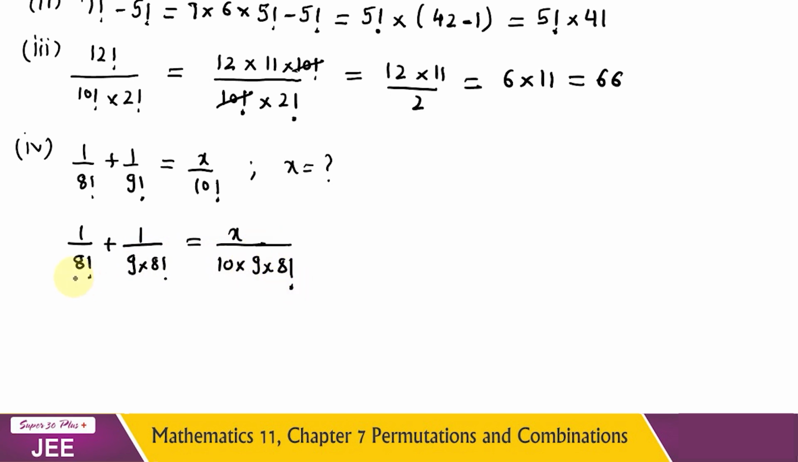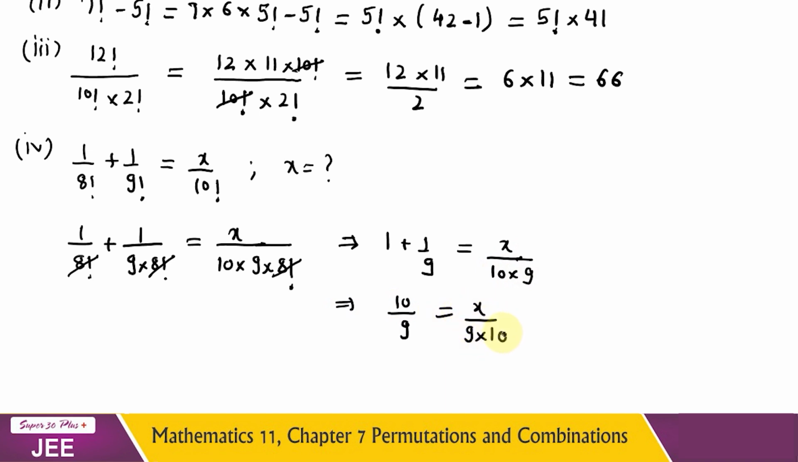So 8 factorial gets cancelled off from both the sides, and we are left with 1 plus 1 by 9 equals to x divided by 10 into 9. So 10 by 9 is equal to x divided by 9 into 10. Again 9 gets cancelled off and x turns out to be what? 100. So the value of x was equal to 100, corresponding to fourth part.